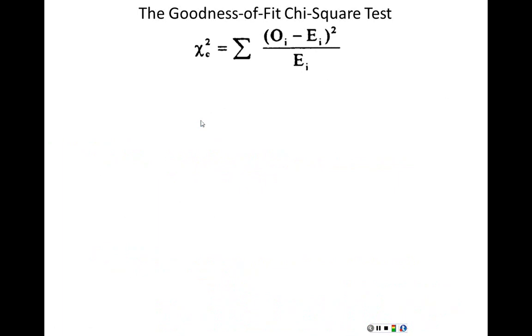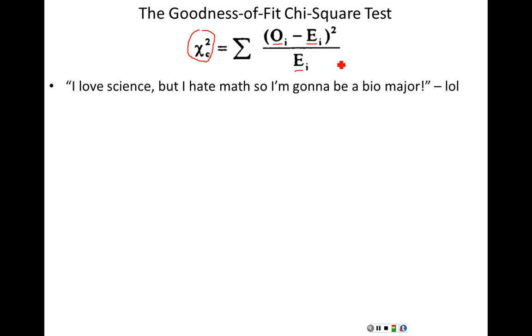This is the chi-square test in all of its glory. The chi-squared value is this value right here. This is what we're calculating. It's calculated by taking the sum of each of the individual observed values that you got from your experiment and subtracting from it your estimated values that you got from your prediction. You square each of those differences, divide it by the expected value, and sum those up for all of your data sets.